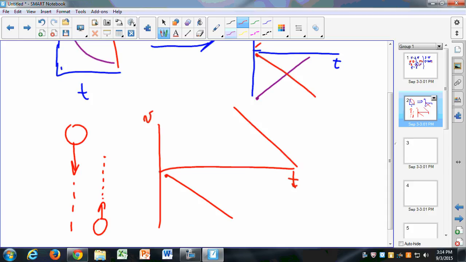This is just the dropping part. This is the bouncing back up again. We saw this on the concept test. There were a series of questions about this.